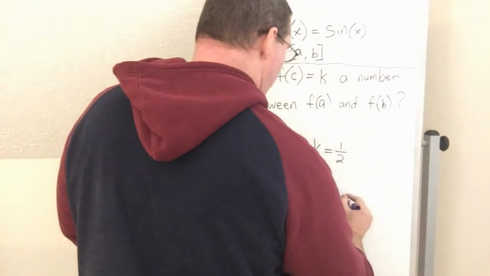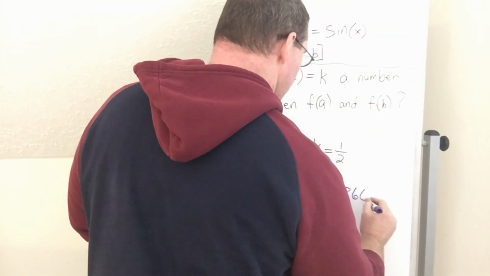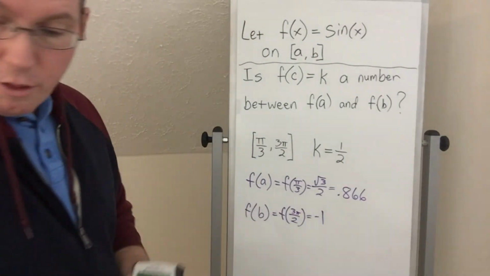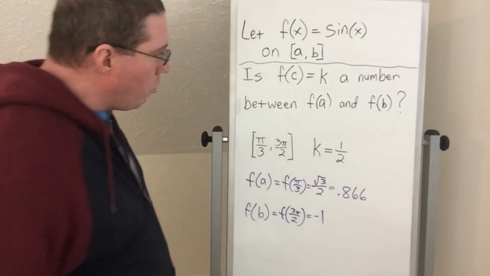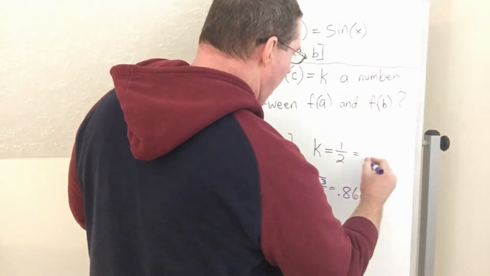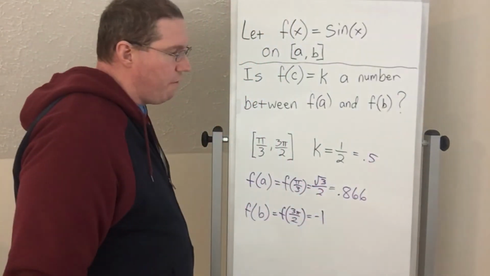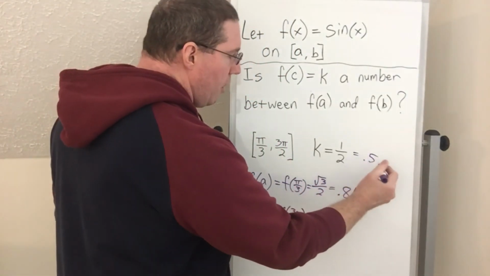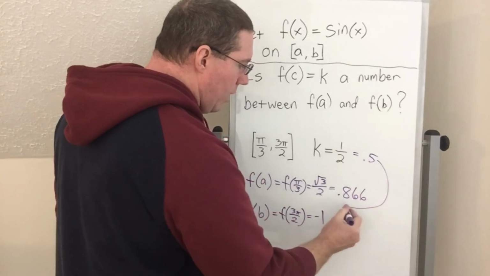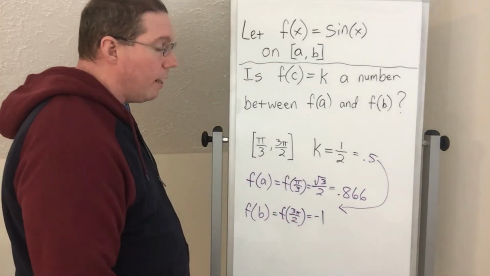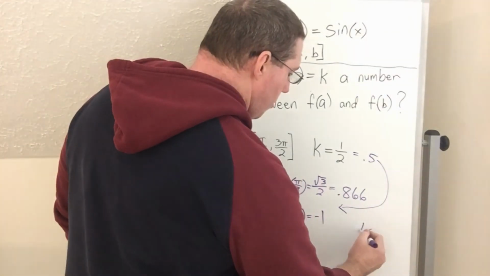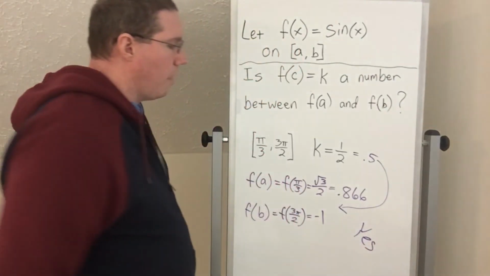0.866. And so now the question is, 1/2, which, by the way, is the same thing as 0.5, is 0.5 between 0.866 and -1? It sure is, and so we would put yes.